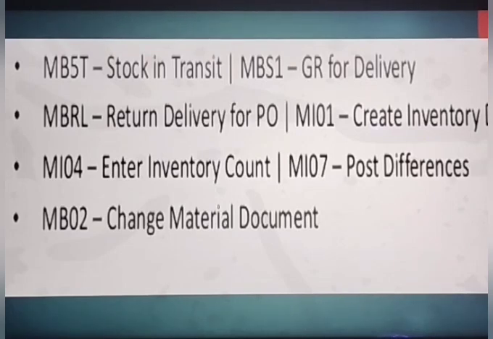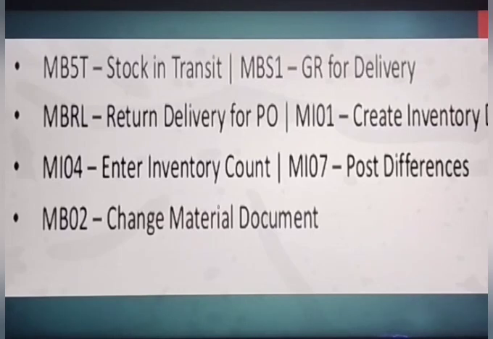And moving on to physical inventory, the T code to create the inventory document is MI01, to enter the inventory count the T code is MI04, and to post the differences between the countable inventories is MI07. These are the T codes used mainly in the physical inventory process.